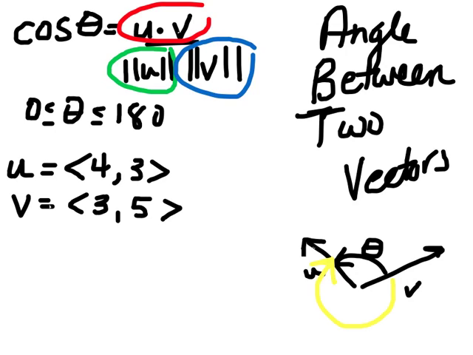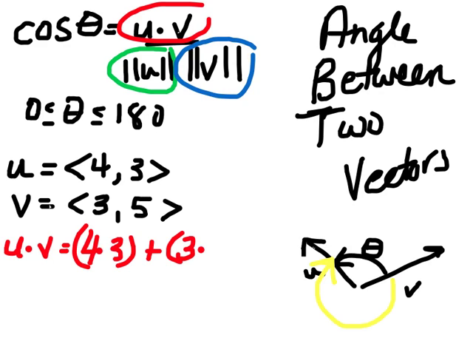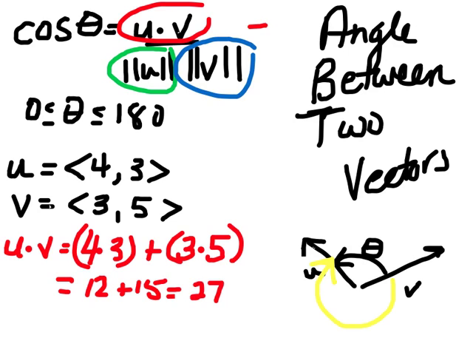Let's find the dot product first, since they're sitting so close to each other. That makes it kind of easy. So I'm going to do that in red, since I circled the dot product in red. U dot v would be, remember how we do it? You multiply the two x parts together, so it's 4 times 3. And then you multiply the two y parts together, 3 times 5. And you add them together, so that's going to be 12 plus 15, which is 27. Okay? So on the top, we can put 27 up here.